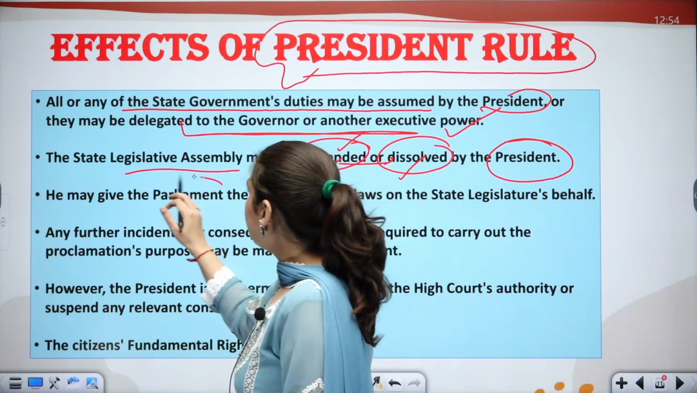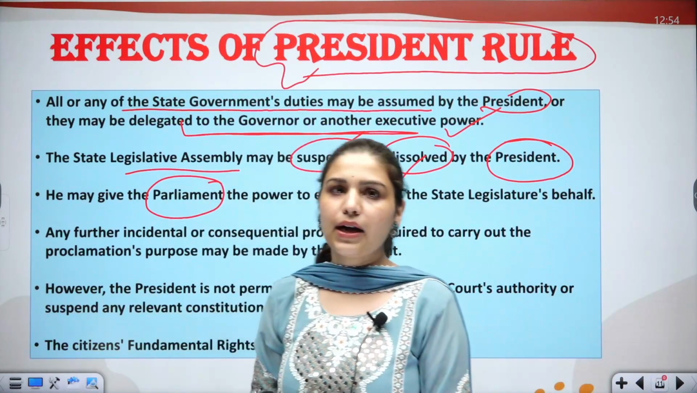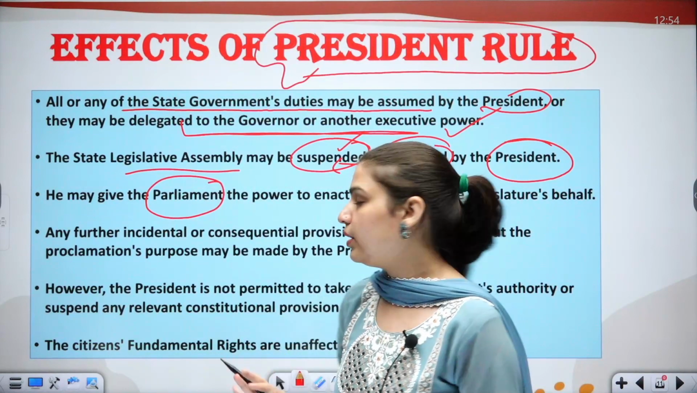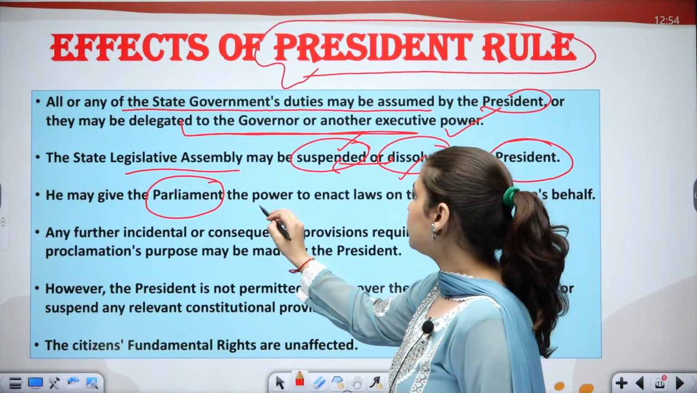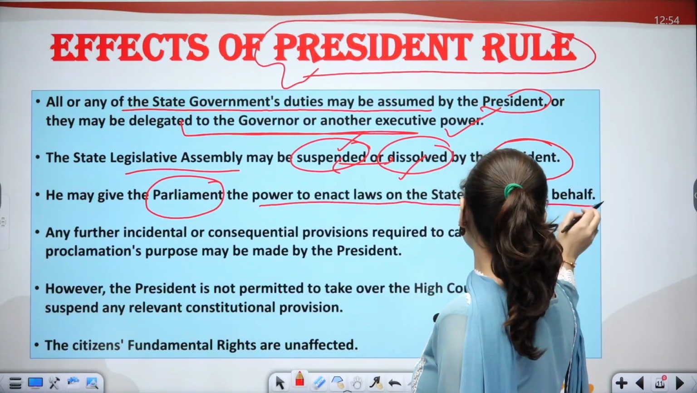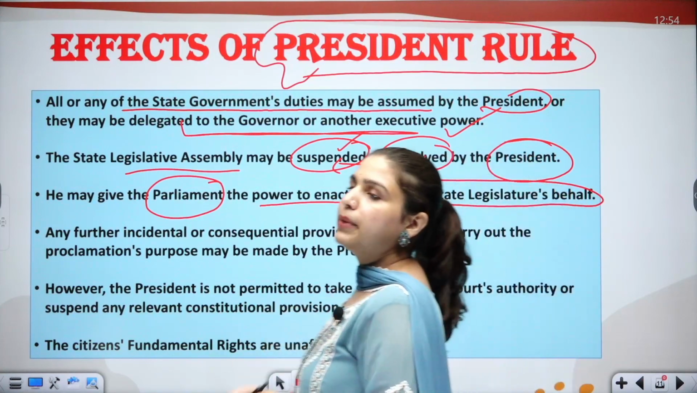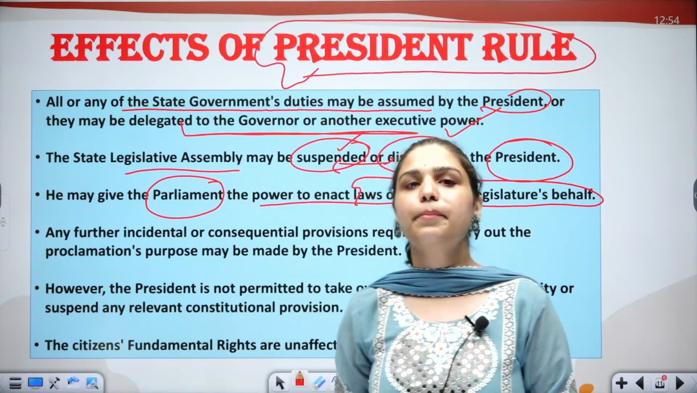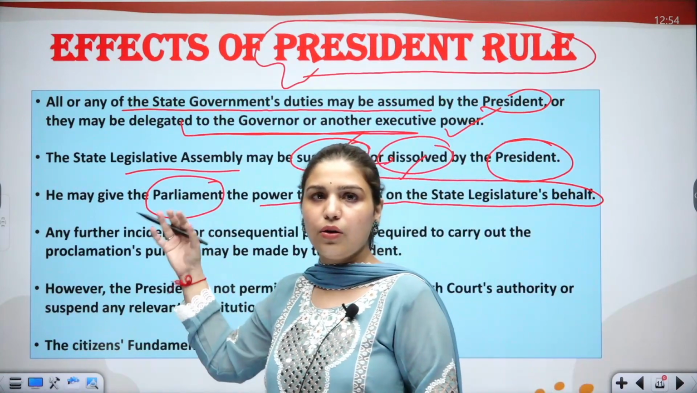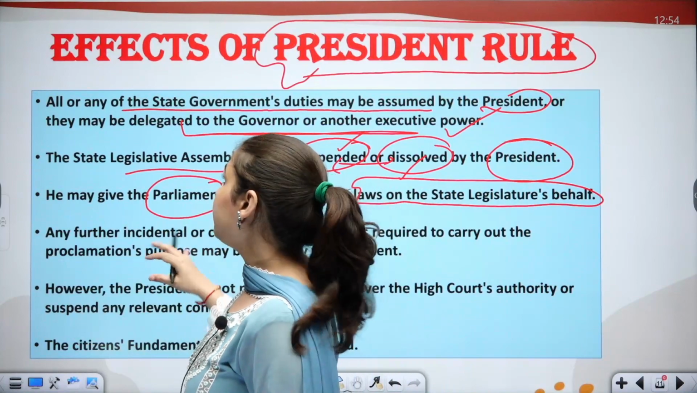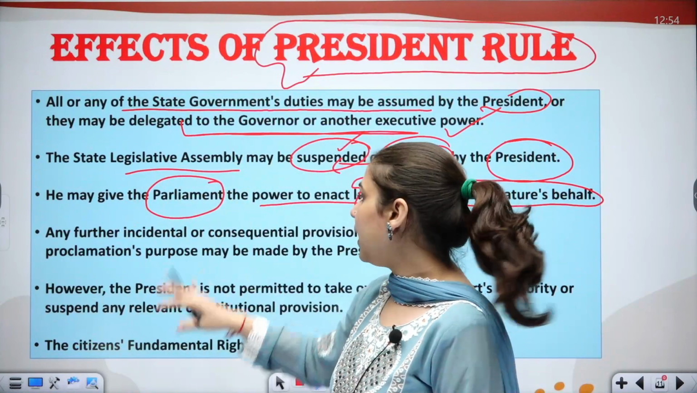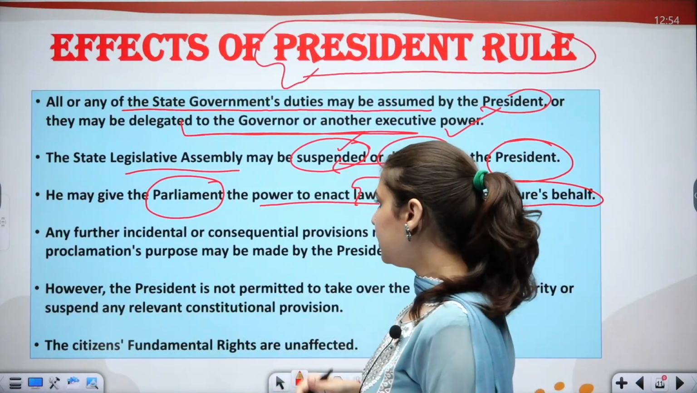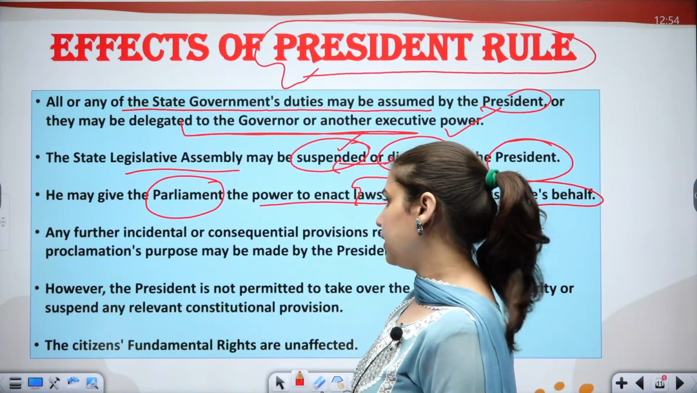Now he may give Parliament the power. We have seen that Parliament assumes the power for the administrative function in that particular state. So the power may be given to Parliament to enact laws on state legislation. Parliament makes laws on the central subjects. For the subjects mentioned in the state list, laws are made by our state government. But if president rule is imposed in a state, Parliament may assume that power to make laws on that particular subject.